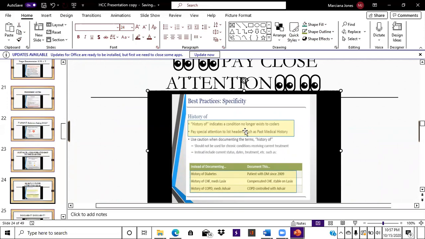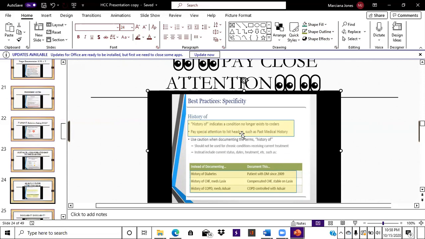History of indicates a condition no longer exists to coders. History of cancer: you had a history of it, you no longer have it anymore. Cancer can be eradicated, it can be eliminated. You can do chemotherapy, radiation, excisions or surgeries. So history of, remember, indicates a condition that no longer exists to coders. Pay close attention.